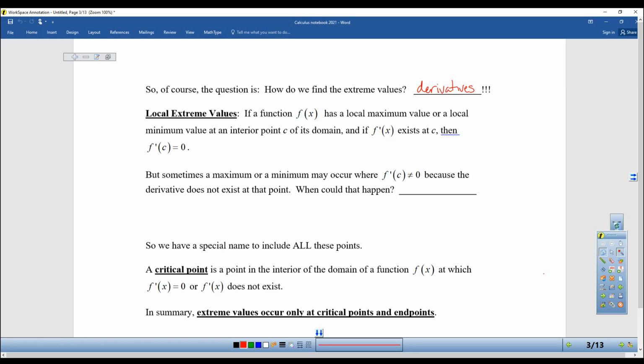So this first section is a ton of theory. It gets a little bit annoying to some people, but necessary, sorry. If a function f of x has a local maximum value or a local minimum value at an interior point of its domain, and if f prime of x exists at c, then f prime of c is equal to 0.